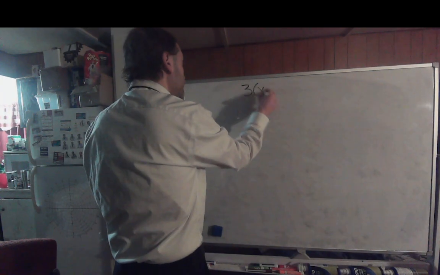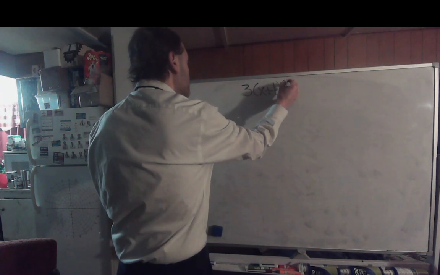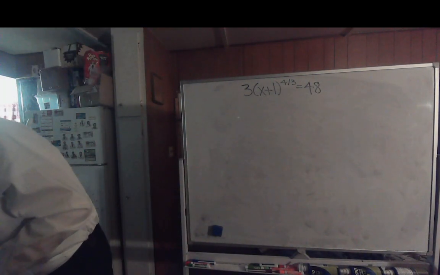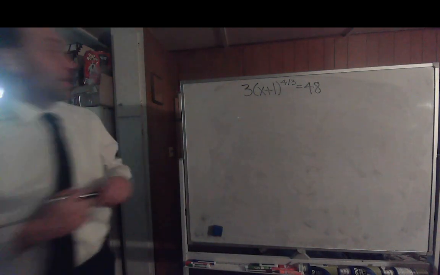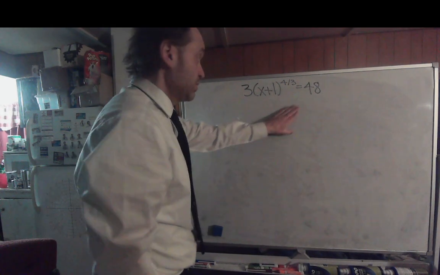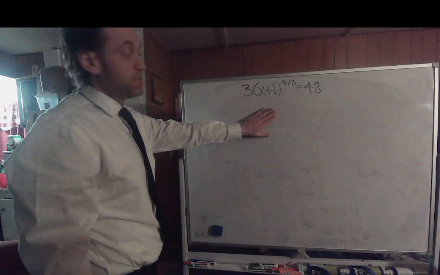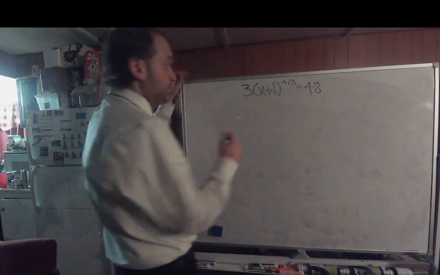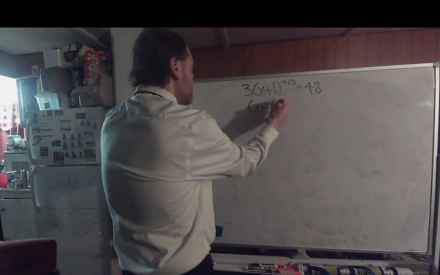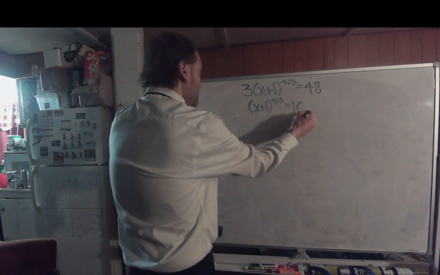Two more. 3 times the quantity of x plus 1 to the 4/3 power equals 48. So we get that x plus 1 to the 4/3 power by itself, so divide both sides by 3. You'll get x plus 1 to the 4/3 equals 16.